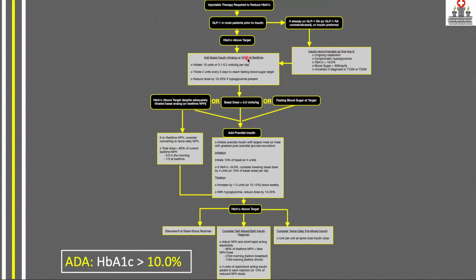Start a long-acting insulin at bedtime. Again, you see the 10 units are 0.1 to 0.2 units per kilogram, and it's titrated every 2 to 3 days as appropriate.